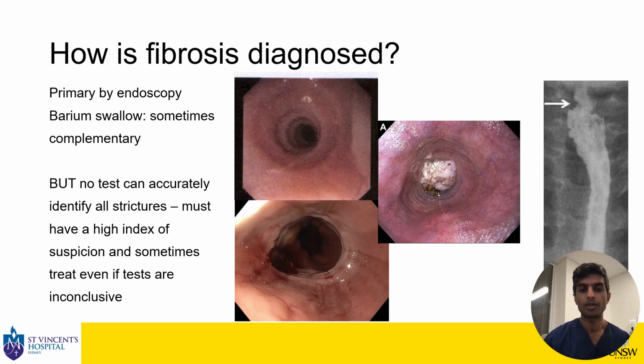But it's important to note that there's no test that can accurately identify all strictures. And in our own center, we've been interested in doing a lot of research which has shown that all of these tests are suboptimal in diagnosing strictures. So it's important as doctors that we have a high index of suspicion of strictures, and sometimes just perform the treatment for a stricture if we think a patient might have one, even if the tests so far are inconclusive.